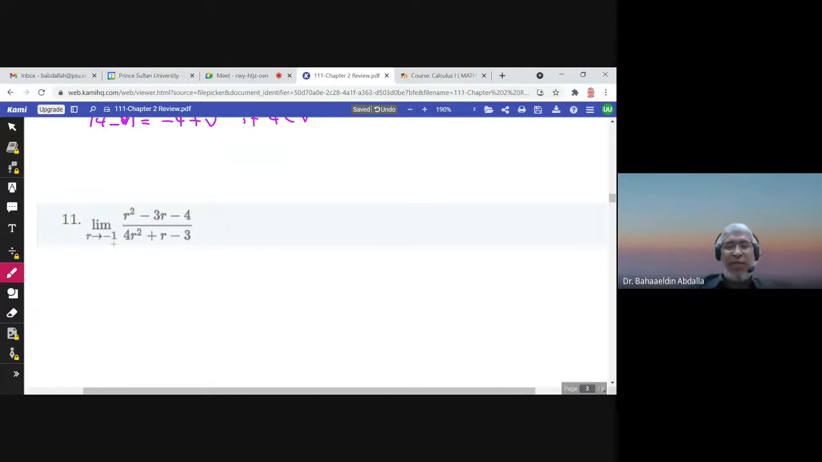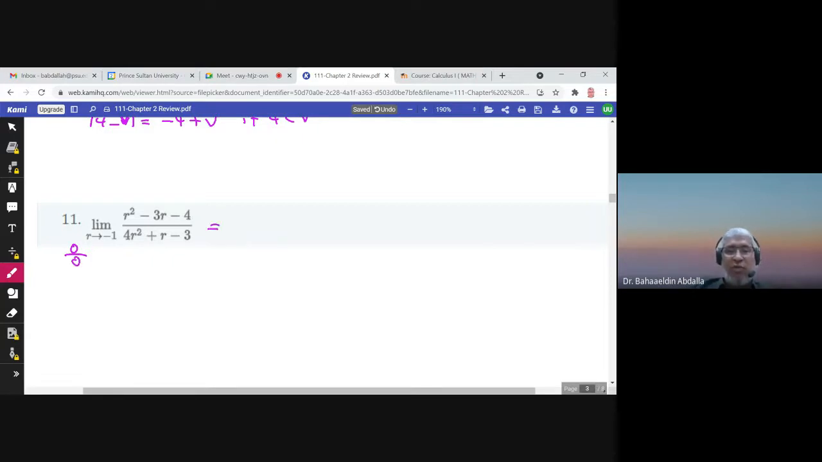Let me replace r by negative 1. Negative 1 squared is 1. Minus 3 times negative 1 is plus 3. Minus 4, so I have 0 in the numerator. Negative 1 squared is 1 times 4, I have 4. Minus 1 minus 3, that's also 0. So I have 0 over 0.